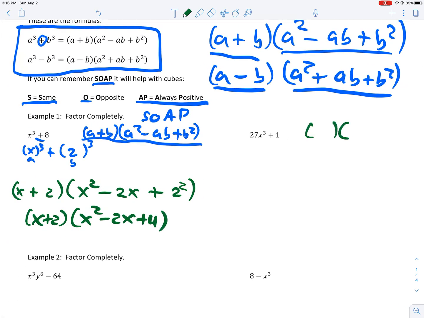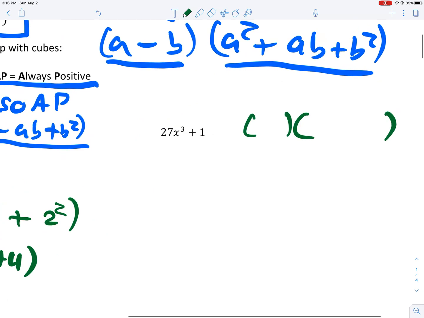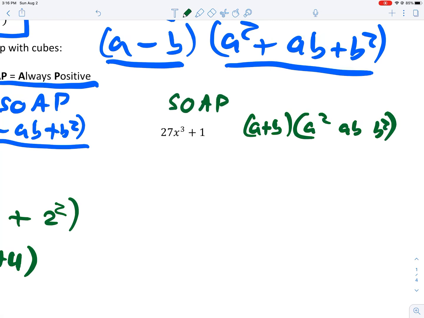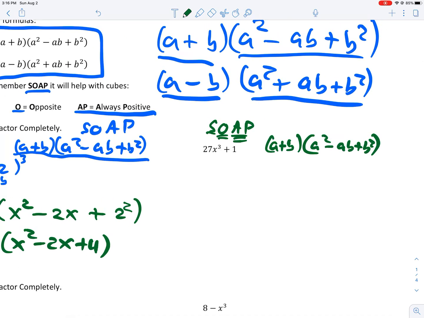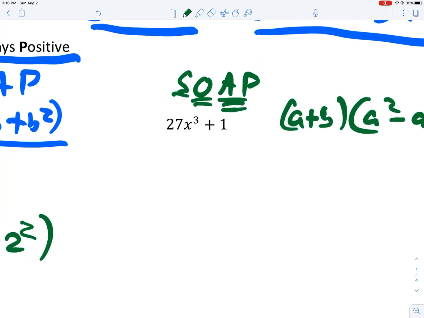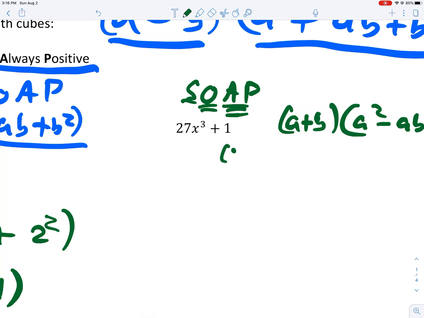Okay, next example. So it's a plus. So binomial, trinomial, right? A plus B, A squared, AB, B squared. Remembering SOAP: same sign, opposite, always positive. And again, all I'm using is those two formulas that I boxed in blue over and over and over. So now what are you cubing?